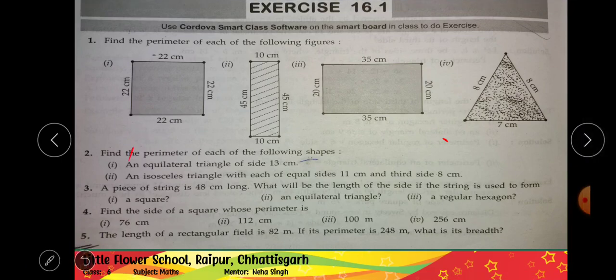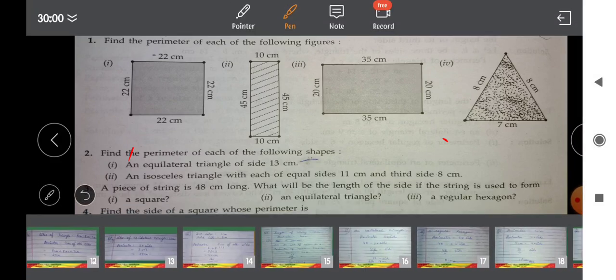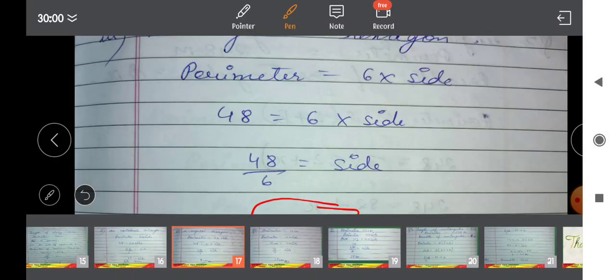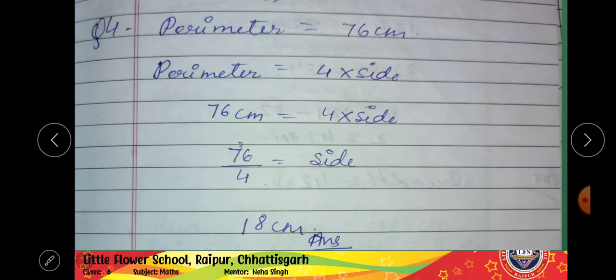Coming to the next question, find the side of a square whose perimeter is 76 centimeter. This is the same as the third question we have done now. One question I will be explaining, the rest you'll be doing by yourself. Fourth, the perimeter is 76 centimeter. The perimeter formula, we know it is 4 into side. 76 equals 4 into side. We need to find the side.